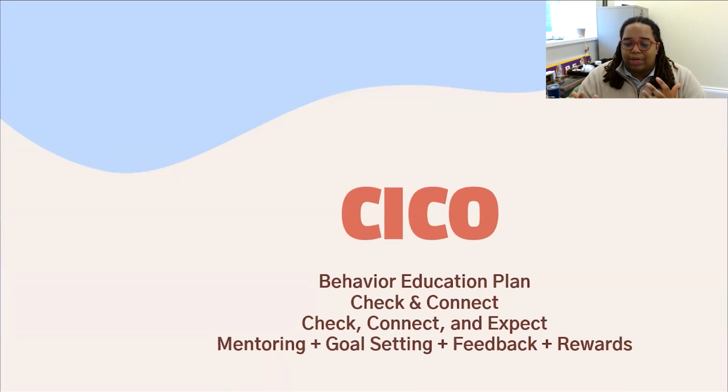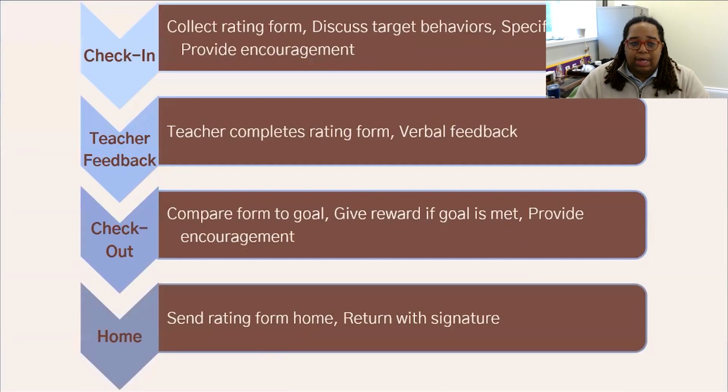But overall, the intervention involves mentoring with some goal setting, some feedback, and some rewards. So what it looks like is there is a check-in at the beginning of the day, usually 3 to 5 minutes, really brief, where the student meets with their mentor. Traditionally, it is an adult mentor. I will share a little bit later about how that mentor can be a peer. The student meets with the mentor at the beginning of the day and does a check-in, which is, again, 3 to 5 minutes.